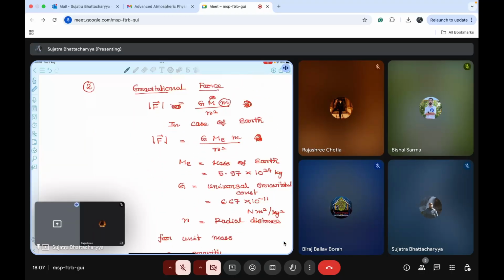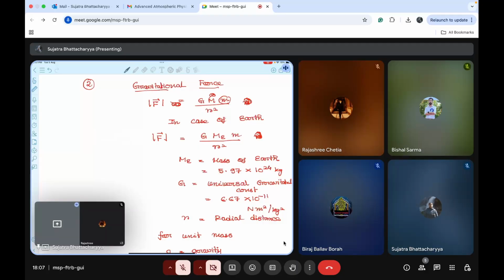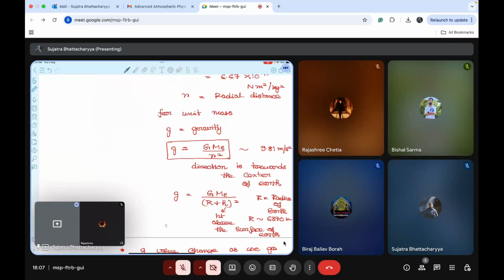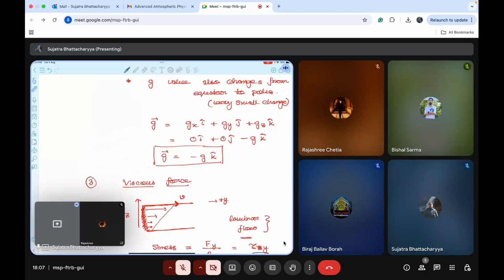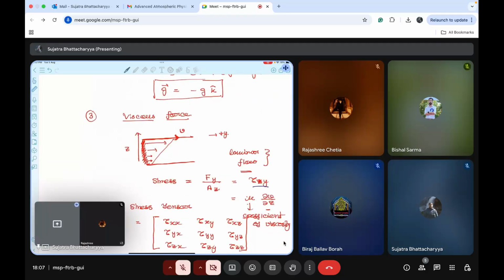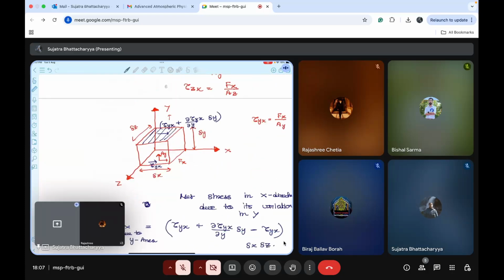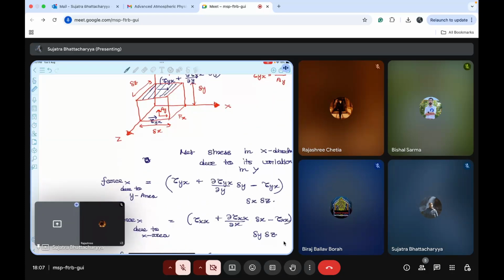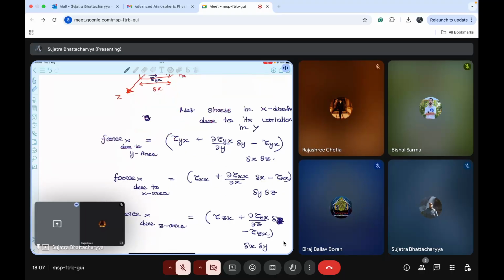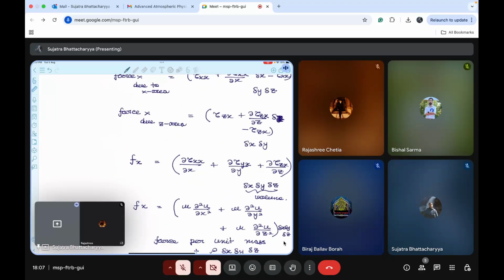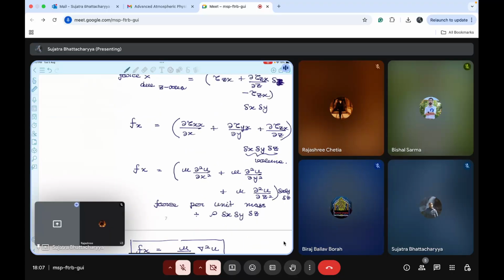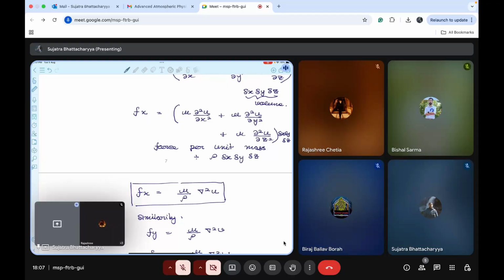Then gravitational force, we all know Newton's gravitational force, so I'm not going into much detail as that has been covered. Then comes the viscous force, that is also somewhat known, but in terms of the stress tensor, the same way we derived the pressure gradient force, this viscous force is derived. But remember, this viscous force, whatever I have derived here, is for laminar flow. It's not for turbulent flow. For turbulent flow, the expressions change.